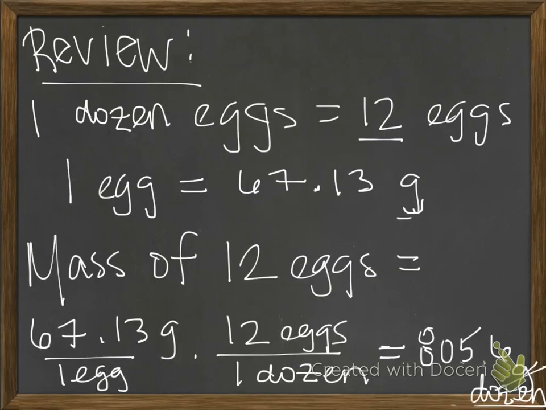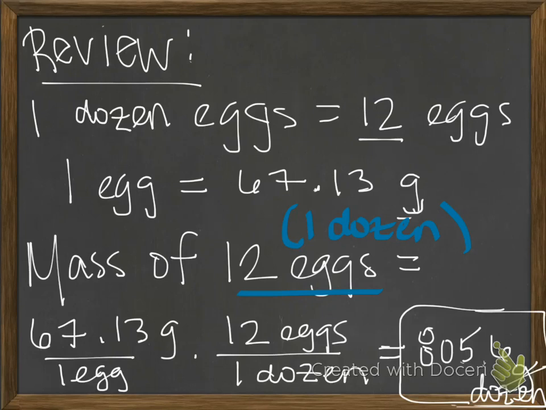And let's go back and review an example that we worked through the other day. So we said that 1 dozen eggs is 12 eggs, all right? And I had to take the mass of 1 egg. So I go to the balance and I find out that it weighs 67.13 grams. So if I want to know the mass of 12 eggs, which is really saying 1 dozen, then I'm taking 67.13 grams per egg and I multiply that by 12 eggs per dozen, and so I get 805.6 grams per dozen if you do that math.